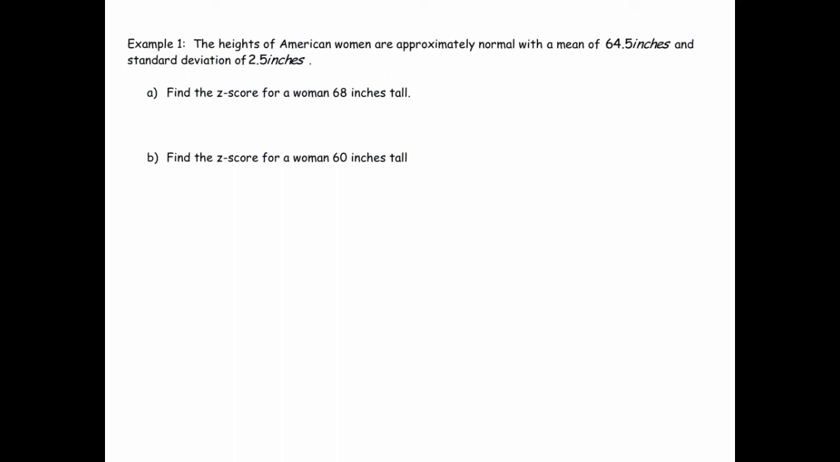So let's look at an example. The heights of American women are approximately normal, with a mean of 64.5 inches and a standard deviation of 2.5 inches. We're going to talk in a minute about what it means to say that the heights are approximately normal, but for now, all we care about is the z-score. So the mean is 64.5 inches, which we usually indicate with an x with a bar over it. And the standard deviation is 2.5 inches.